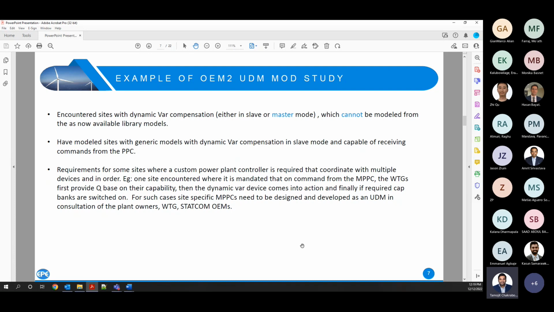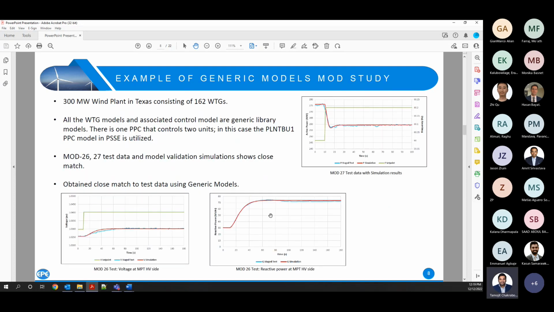So, for such specific sites, which are site specific, sometimes it's not always possible. It's not always available in the PSSC model library, and in such cases, you have to define, or you have to develop user-defined models.